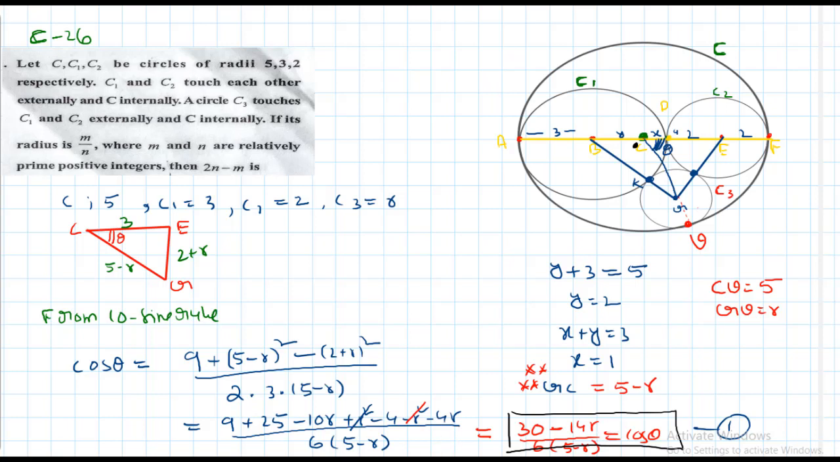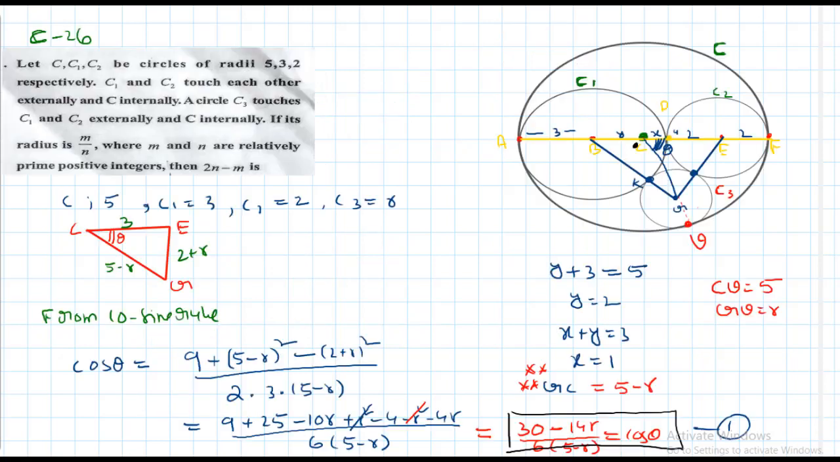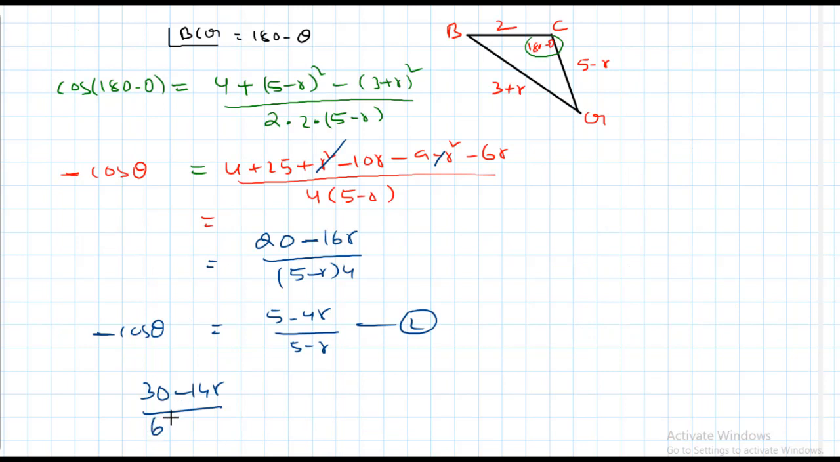Okay, so I want to write that 30 minus 14r by 6 minus 5 minus r equal to minus 5 minus 4r by 5 minus r. The important thing is r is never equal to 5. The bigger circle's radius is only 5, no? The smaller circle's radius never becomes 5 because the smaller circle is inside the bigger circle. That's why I cancel those two.